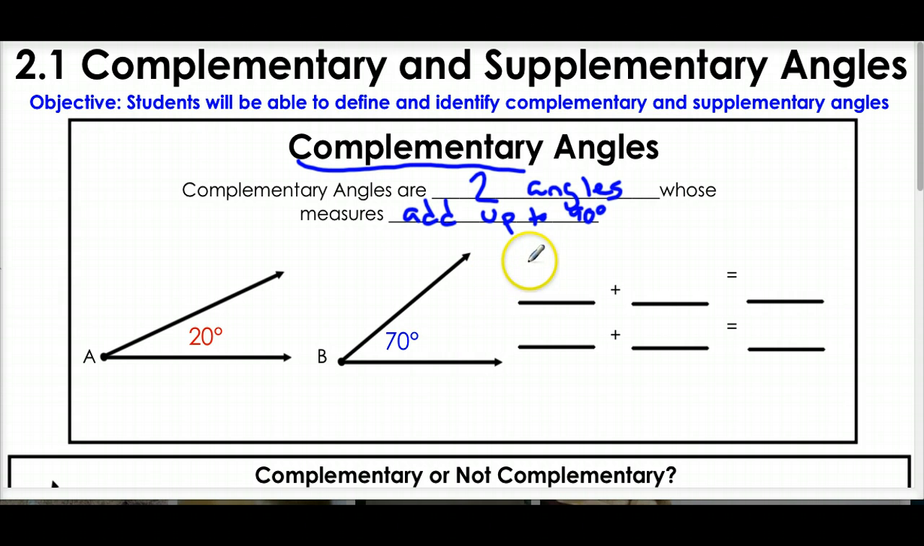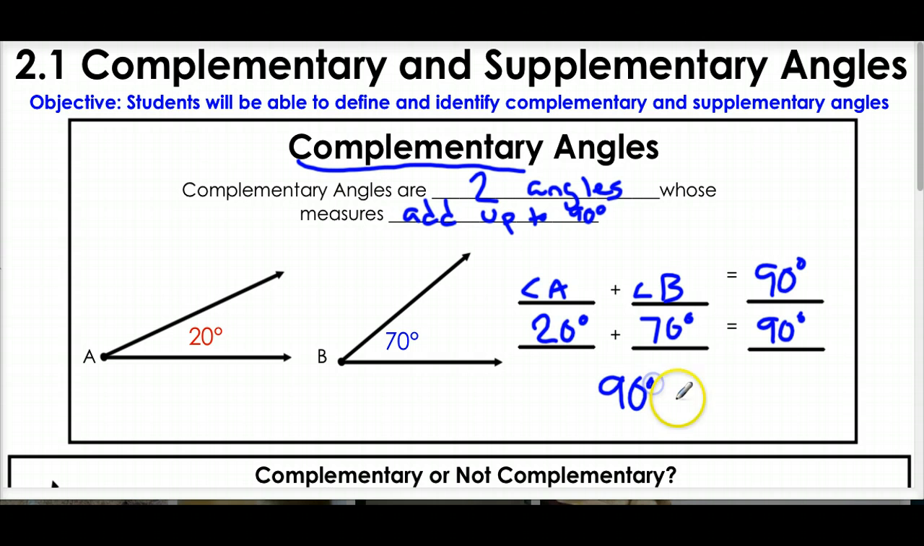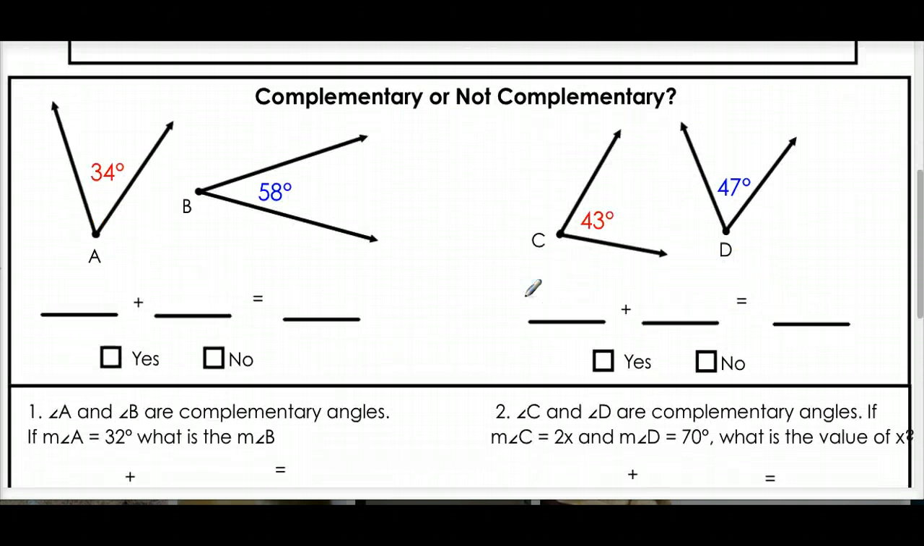Now, if you look at this one, A and B are complementary. So if I said A and B are complementary, that means when I add A and B up, they should equal 90 degrees. If you don't believe me, let's check it out. Angle A is 20 degrees, angle B is 70 degrees, and that should add up to 90. Let's see if this works. 20 plus 70, get the calculator out, boom. Yep, those are complementary angles. 20 plus 70 equals 90. Yeah, they're complementary.